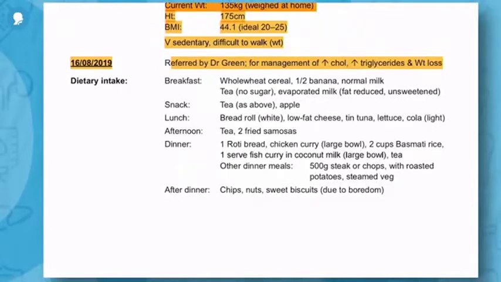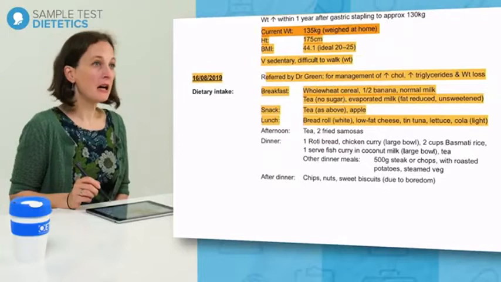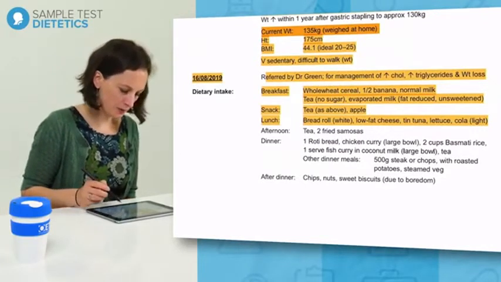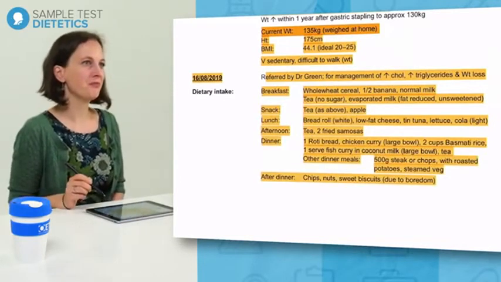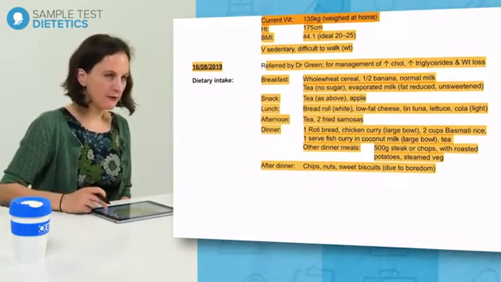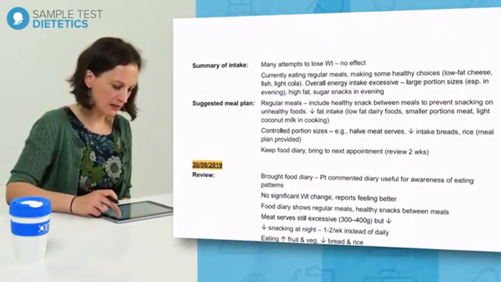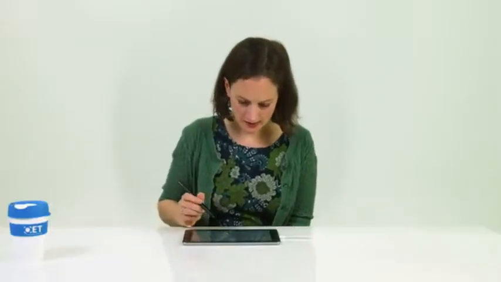Skimming through the details of his diet on the first visit, I notice that in the first part of the day, the patient seems to be following a fairly healthy diet. But after lunch, his diet includes large portions and high-fat, high-sugar options, some of which are attributed to boredom. This is confirmed by the summary of intake section, which also mentions the patient has had many unsuccessful attempts to lose weight. Then there are the dietitian's recommendations.